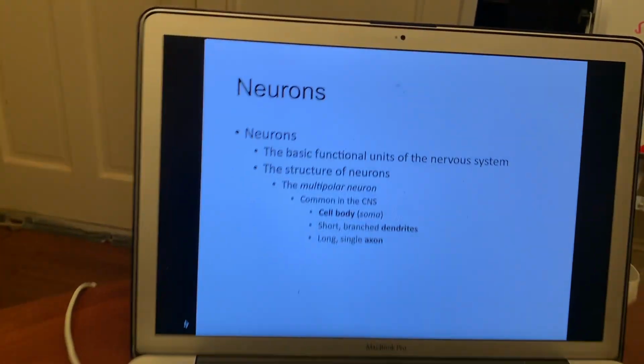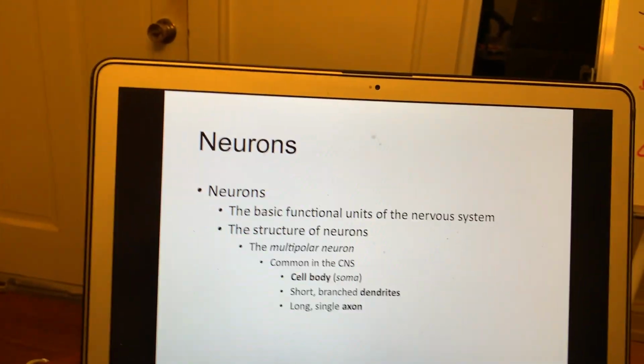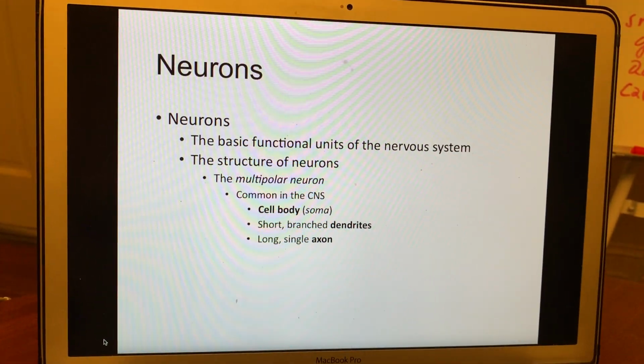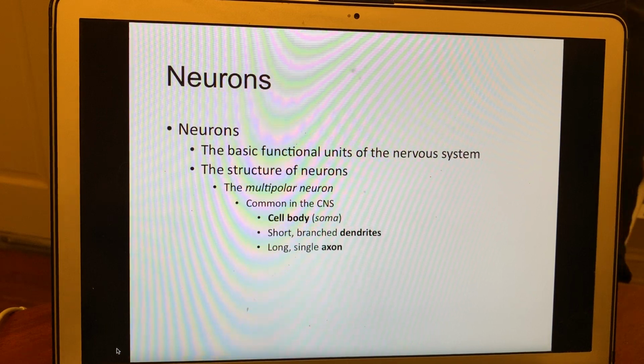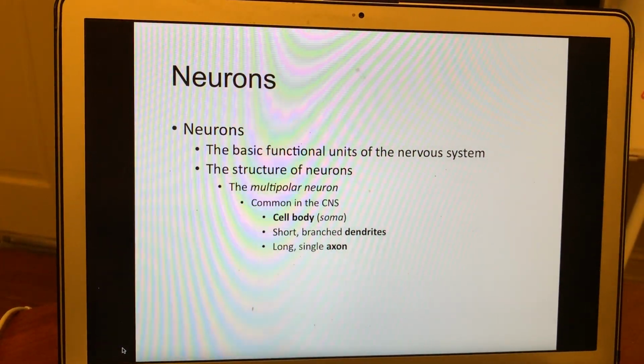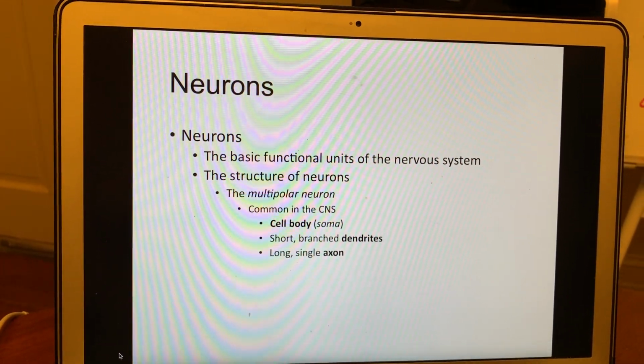All right, so neurons, these are the main cell of the nervous system. And so what I'm going to do very quickly here is go over the anatomy of a neuron very quickly.